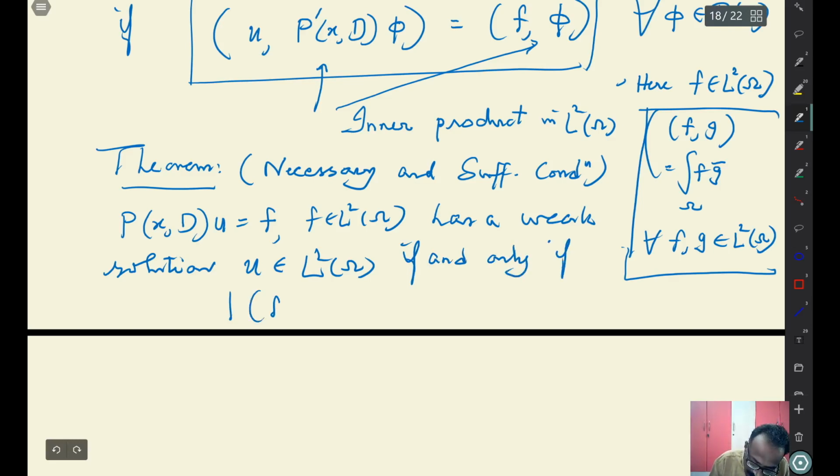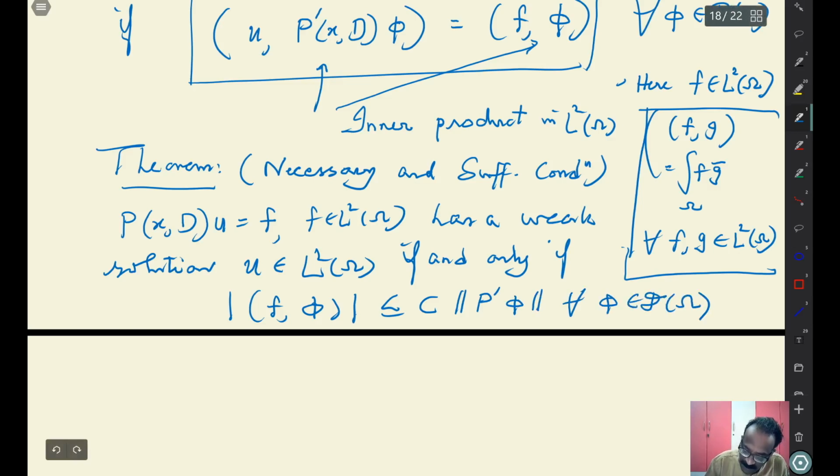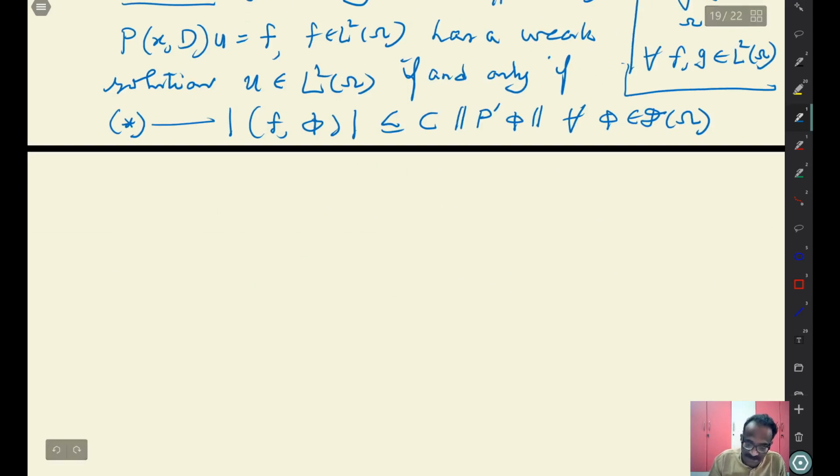Modulus of f phi is less than or equal to some constant times the norm of P prime of xt of phi in L2 of omega. This is true for all phi in D omega, and C is a constant. Okay, so this is a necessary and sufficient condition for the existence of an L2 weak solution. So let me give this necessary and sufficient condition.